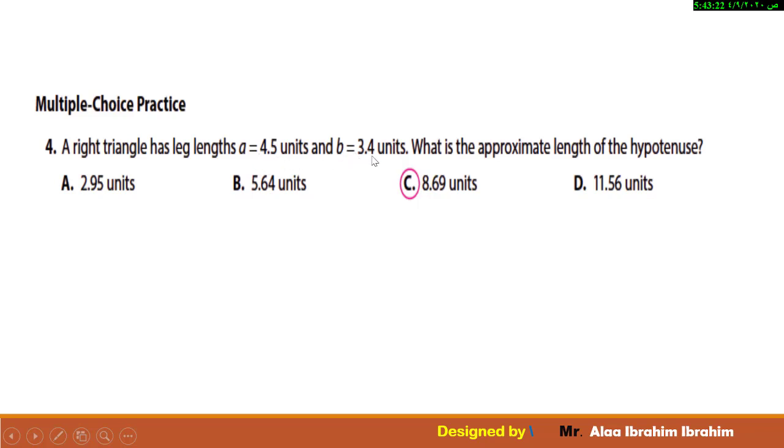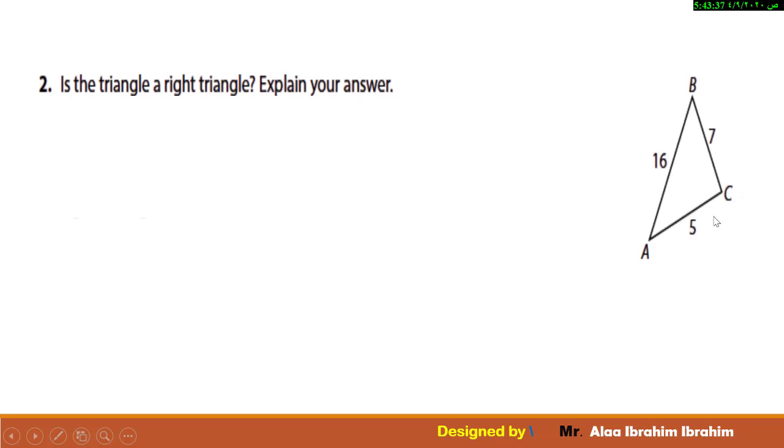Now here we have 4.5 and 3.4. What is the approximate length for the height? I need to find the hypotenuse, right? So I have to square them and add, then I take the square root. This is your result.